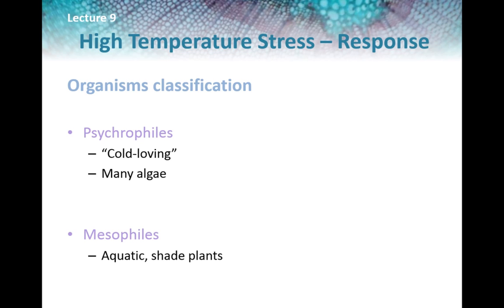Temperature ranges triggering heat stress injury can vary tremendously among organisms. Accordingly, organisms can be classified according to their thermotolerance. Psychrophiles are cold-loving and subject to heat damage above 35 degrees Celsius. Examples include many algae which live in thermally buffered environments. Mesophiles are damaged at 35 to 45 degrees Celsius. Examples include higher aquatic and shade plants.